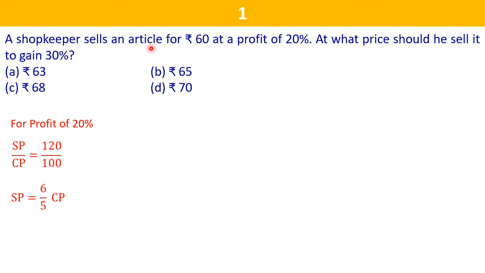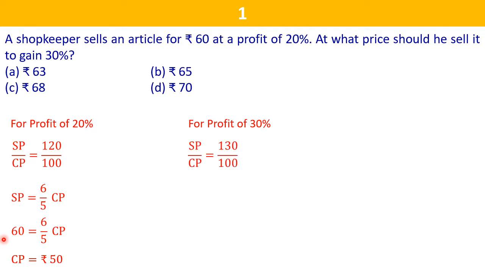Okay. Now what is said here? He sells an article for ₹60. So in place of selling price I will put 60. From this we can calculate the cost price as 60 multiplied by 5 divided by 6, which comes out to be 50 rupees. Now further it is asked in the question, at what price should he sell it to gain 30% profit? For a profit of 30%, the ratio of selling price to cost price is 130/100 or 13:10. So selling price is 13/10 of cost price. Now we know the cost price. It is 50 rupees, which I will put here. And because of this, the selling price comes out to be 65 rupees. So if he sells the article for 65 rupees, he is going to gain 30%. Option B.